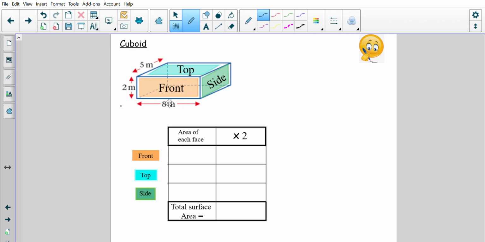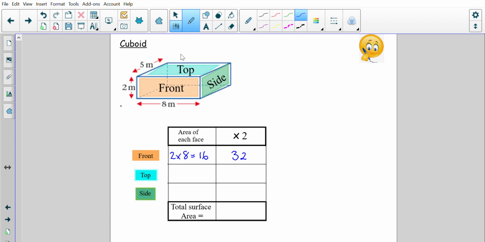So if we look at this cuboid here, if we look at the front face, I'm just going to change to blue. So we put our workings as 2 metres by 8 metres. So that face is 16 metres squared. But because we know the back face is the same, I'm going to double it, which gives me 32. So I've got 32 metres squared for the front and the back.